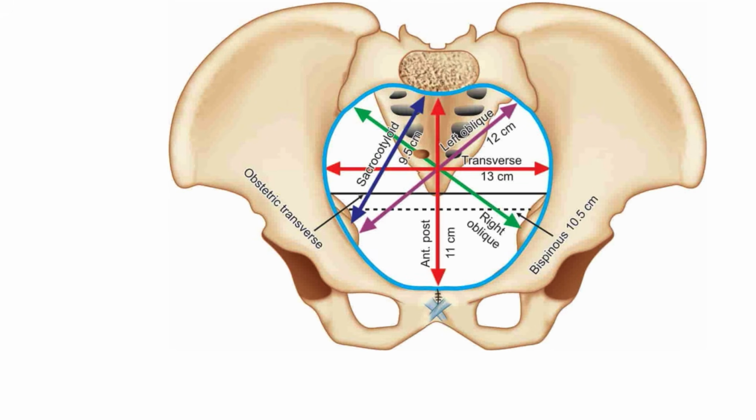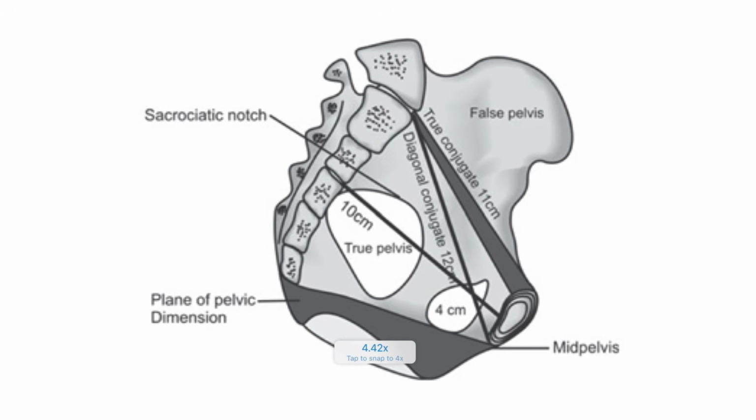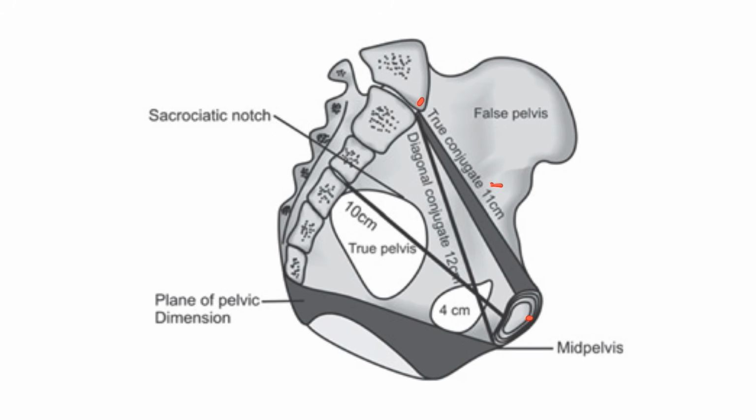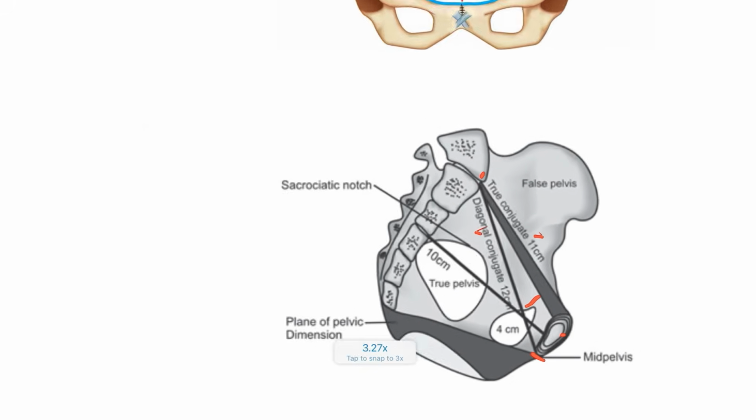If you observe here, these are the parameters that we are going to see. True conjugate: from the sacral promontory to the pubic symphysis. This is the true conjugate. And the diagonal conjugate is measured to the lower border of the pubic symphysis. And the obstetric conjugate, we are going to look at between these points, which will be around 10.5 centimeters.